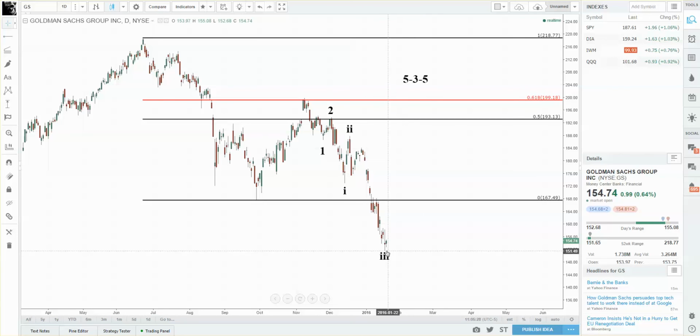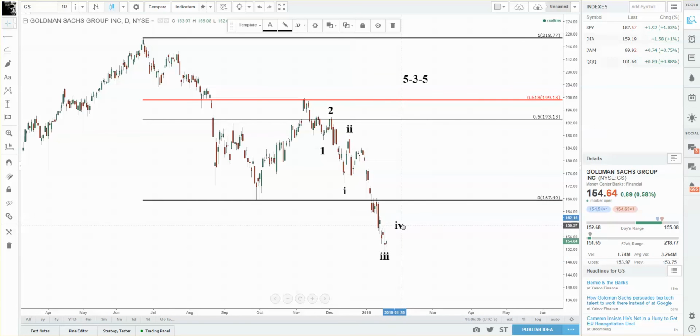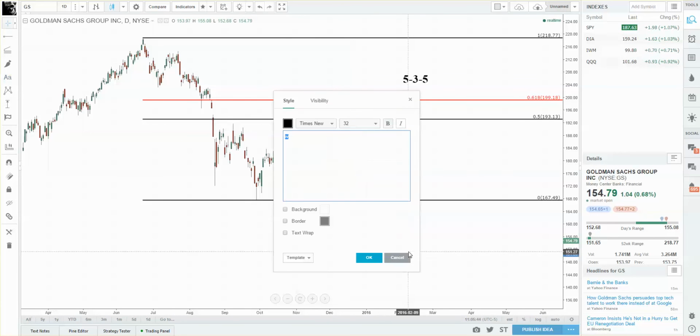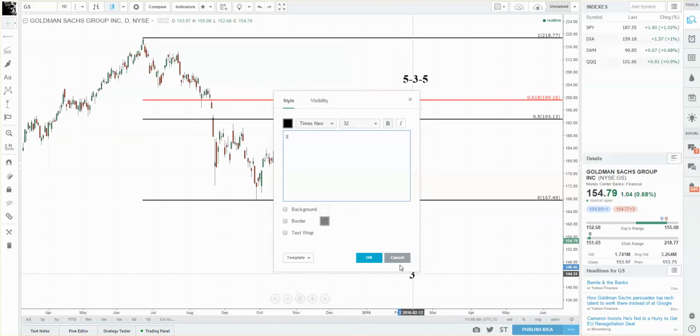And if Goldman Sachs is going to rally along with the broader market, then we should see a bounce into wave 4. I'm not going to do the Fibonacci studies, but a small bounce would be welcome here in order to keep this roadmap alive. We can then expect wave 3 to bottom out.